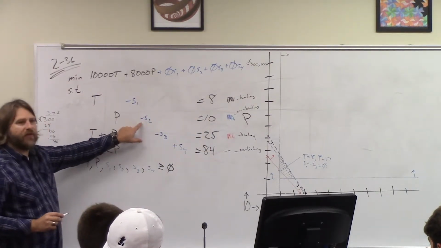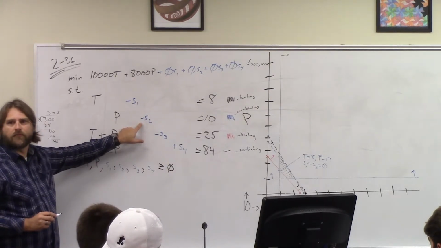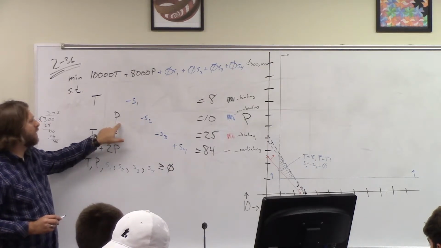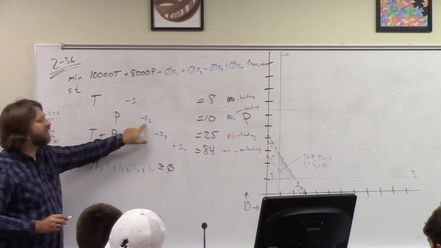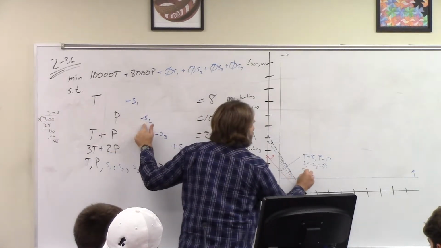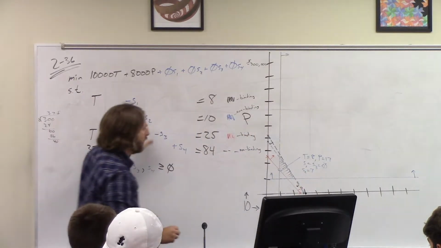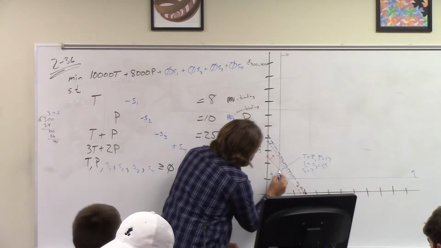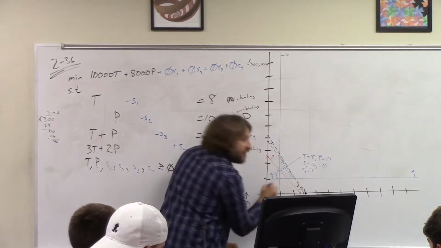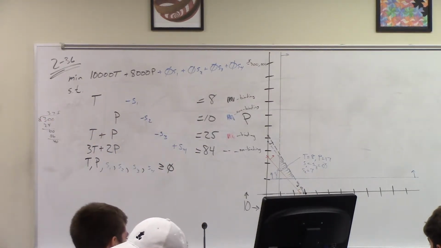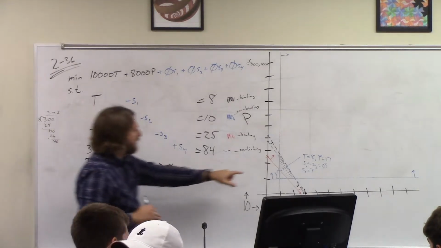How about S2? What's the value of S2 here? P is what? 17. What do we have to subtract from 17 to get 10? 7. So S2 is 7 right there. This is the blue line right here. This distance right here is S2 on our graph. It's the distance between our solution point and that constraint point. Okay, there's 7 difference between those two.